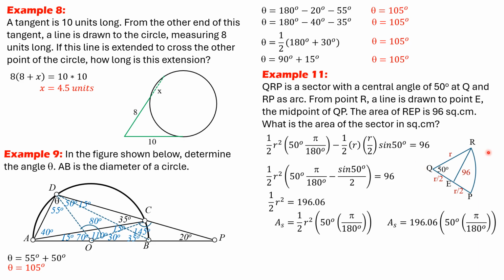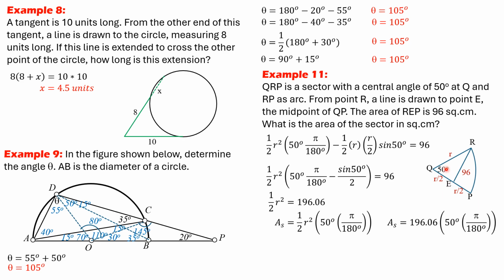From point R, a line is drawn to point E, the midpoint of QP. So that's why this is R over 2, R over 2. The area of REP is 96 square centimeters. What is the area of the sector in square centimeters? The area of the sector is 1/2 R squared times the central angle in radians.